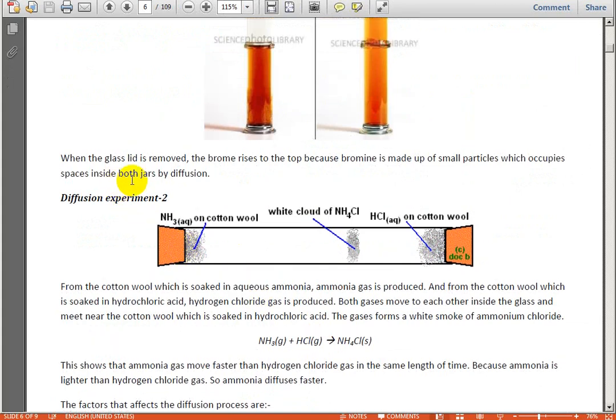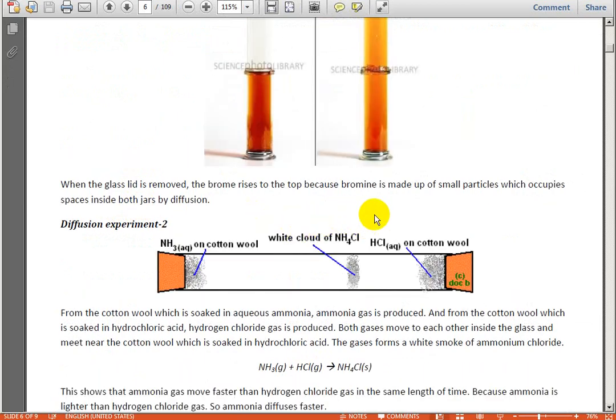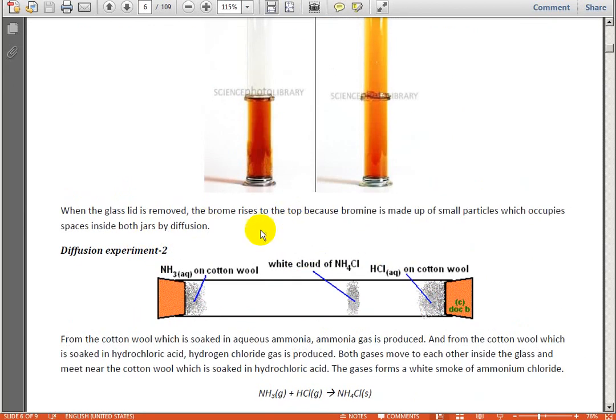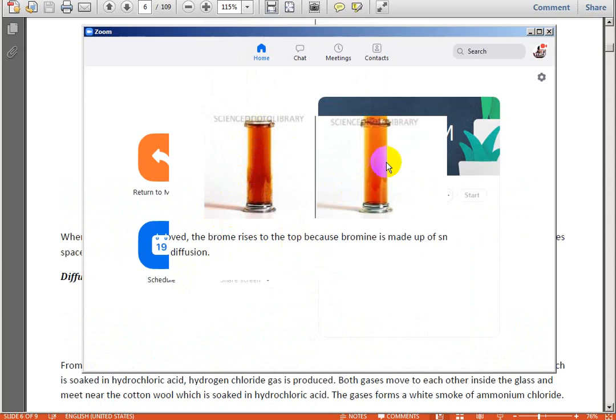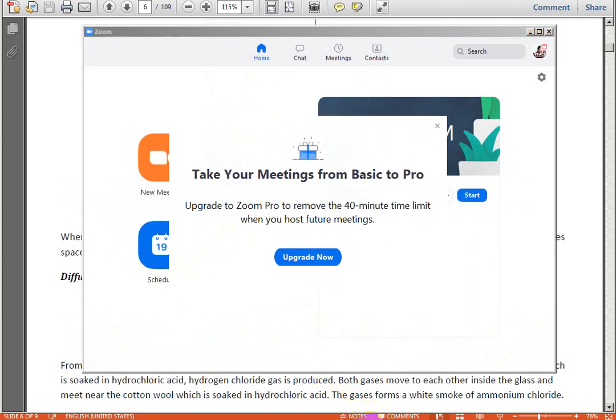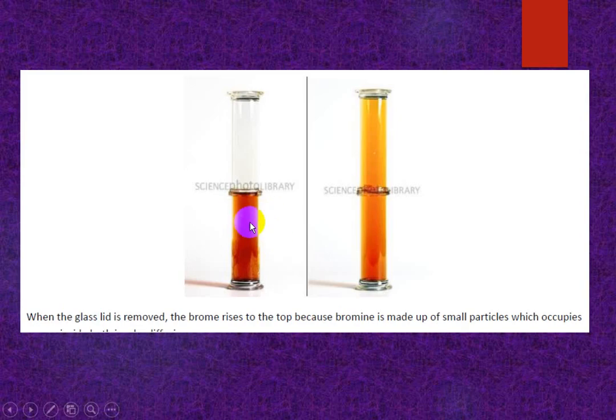Okay, when the glass lid is removed, bromine rises up to the top, and bromine is made of small particles which occupy space inside both jars by diffusion. The bromine color is brown, not red, though it is sometimes described as red.